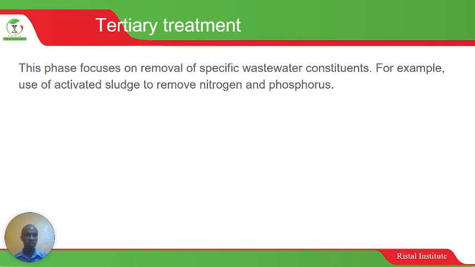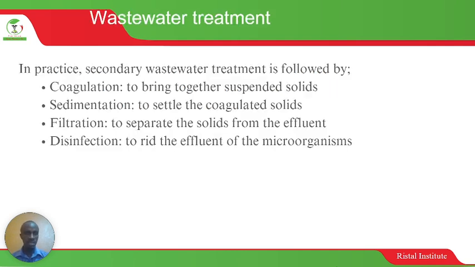So you can use activated sludge, or sludge that contains some other microorganisms, and it will be focusing on removing nitrogen and phosphorus. For example, if you have generated your wastewater from agricultural processes and you want to reuse it for irrigation, sometimes you might not need these nitrogen and phosphorus, so you have to remove them using that activated sludge.